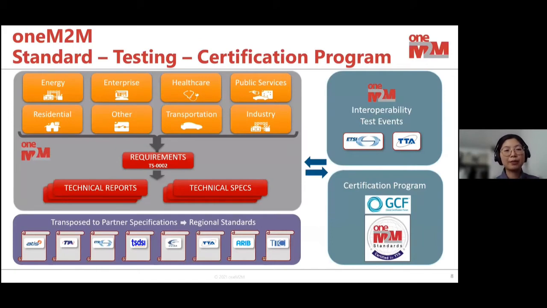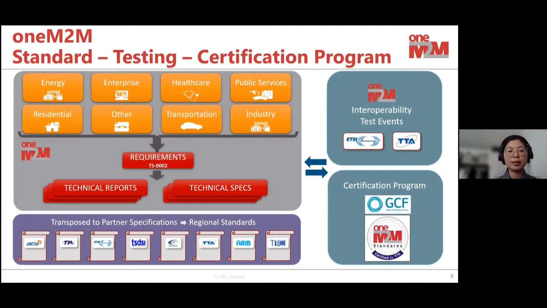At oneM2M, we have this standards, testing, and certification program as a circle, and we analyze use cases from all the verticals such as energy, enterprise, healthcare, and transportation. Through analyzing those use cases, we try to identify the key requirements. Based on those key requirements, we define our functional architecture and core protocols. With a set of technical specifications, we provide basic technical support to enable these common service layer functions. And we also provide several technical reports which can help people to understand how to use the oneM2M specifications.